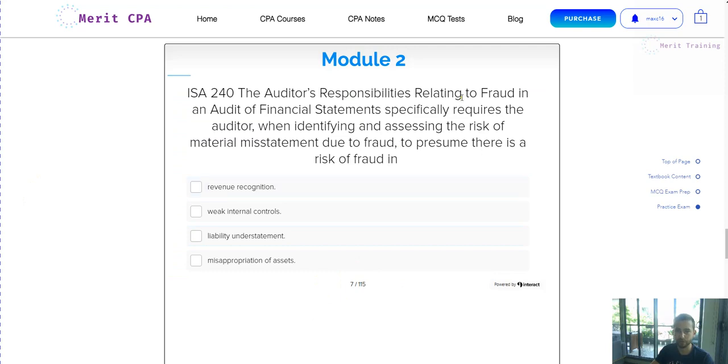Okay, cool. All right, next question is ISA 240. The auditor's responsibility relating to fraud in an audit of financial statements specifically requires the auditor, when identifying and assessing the risk of material misstatements due to fraud, to presume there is a risk of fraud in A, revenue recognition, B, weak internal controls, C, liability understatement, or D, misappropriation of assets.